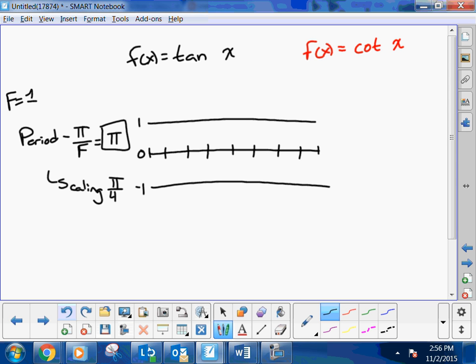But we would now scale by 0, pi over 4, 2 pi over 4, 3 pi over 4, 4 pi over 4, 5 pi over 4, 6 pi over 4, 7 pi over 4, and the last one being 8 pi over 4. Okay, so that was good. This is good in the sense that we have everything set up to just graph the tangent.